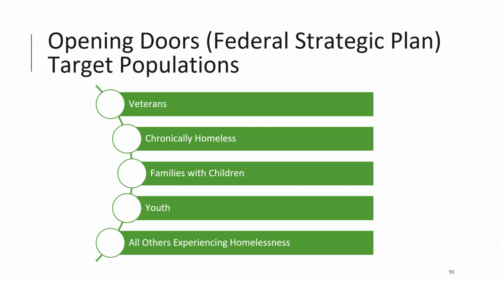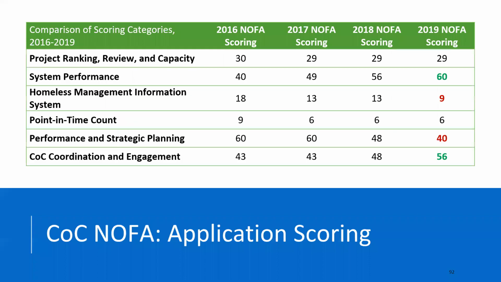So HUD asks the CoC to outline the different strategies that you're implementing in your community to address homelessness for these different populations. So HUD scores each CoC application. So every single CoC in the country submits their application, and HUD scores the application based on key areas.